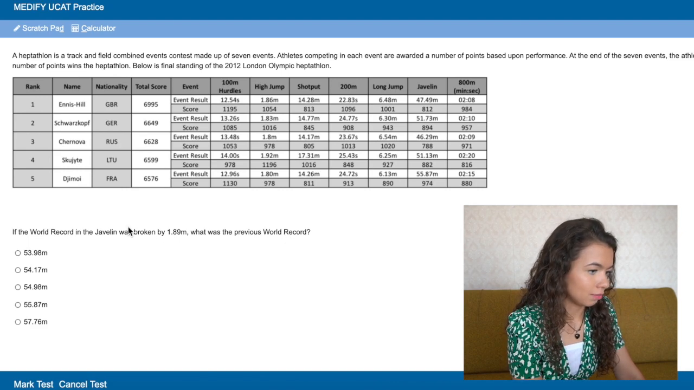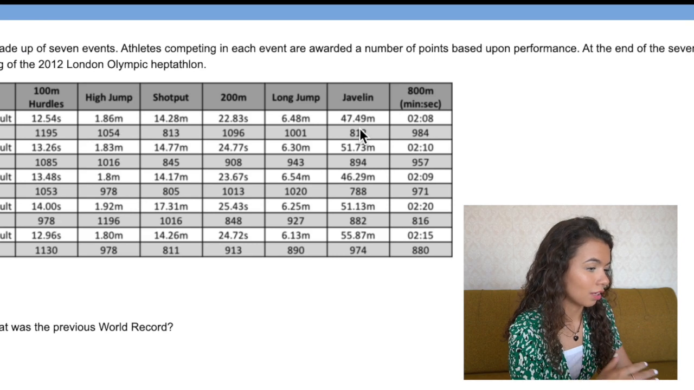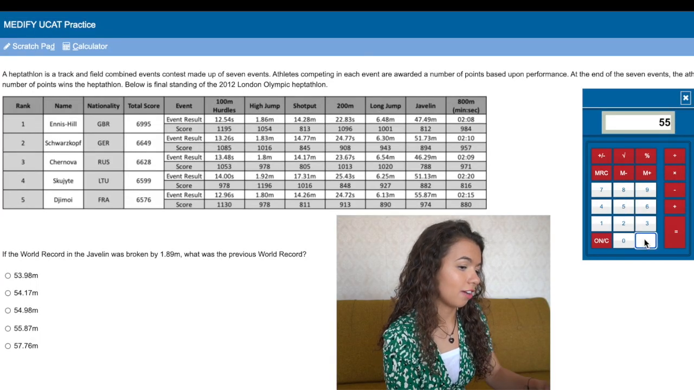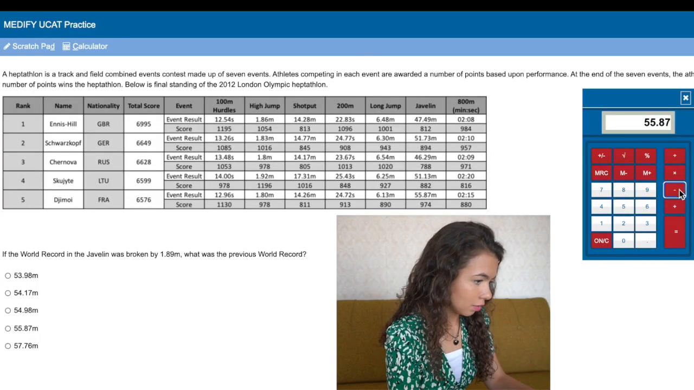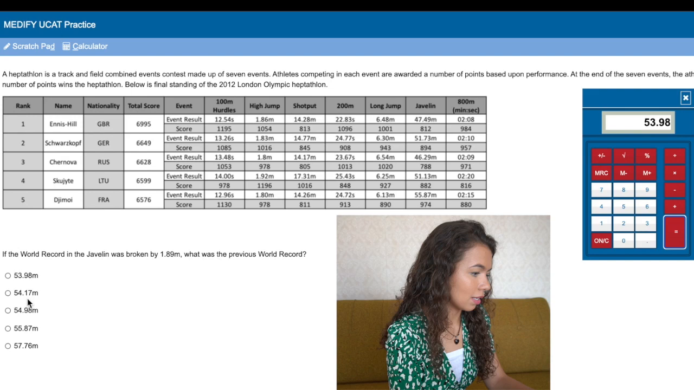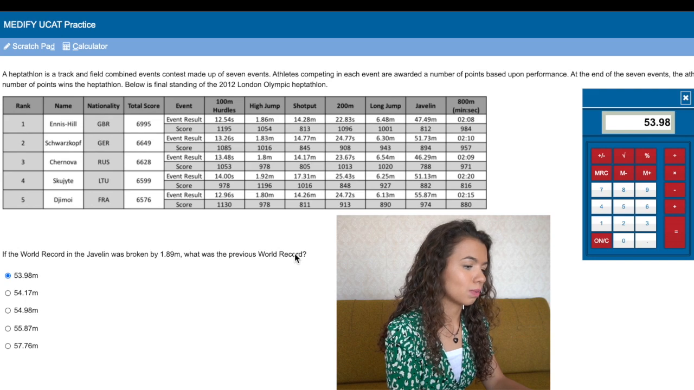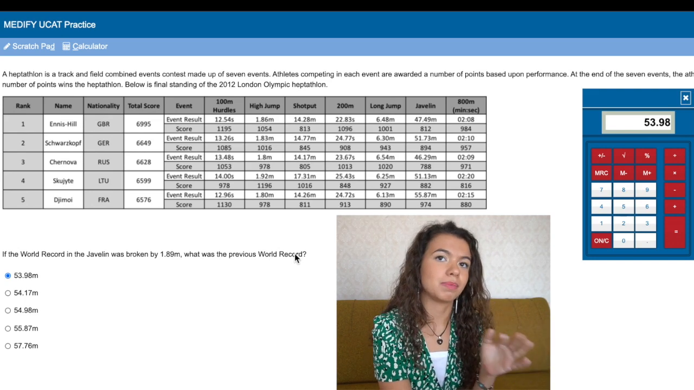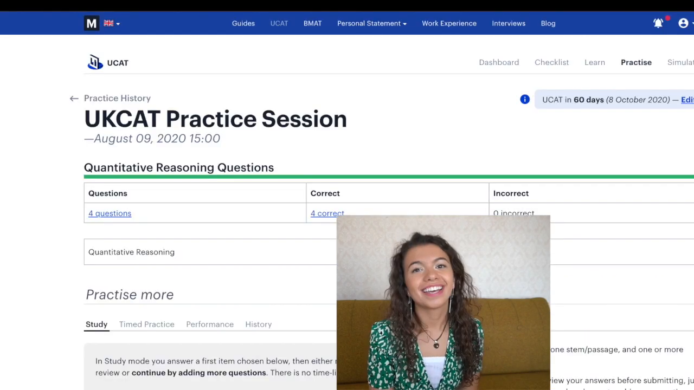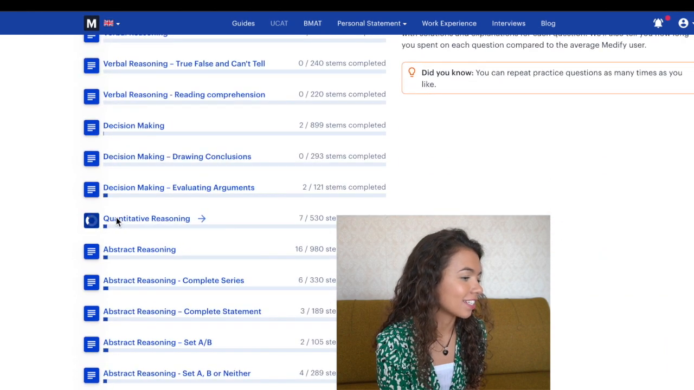So go to javelin, which is here. We're going to assume that a world record was broken on this day. And the highest value here is 55.87. So we're just going to do 55.87 minus 1.89, which will give us 53.98. And I'm just going to reread the question to make sure I got that correct, because it says, what was the previous world record? So we know that the value has to be lower than the one in the table here. We're going to go ahead and mark it again. Yep, and we've got them all correct again. So we're going to go to the next one.